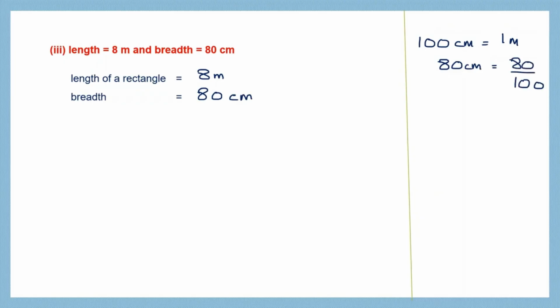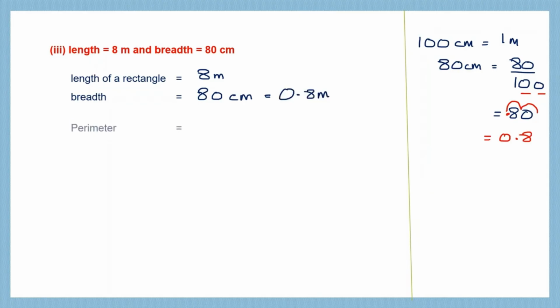So this is 80. And if you look at the denominator, the division is by 100, which has 2 zeros. So our point will move 2 places to the left and come here. So we have 0.80 or 0.8. It's the same. So now our breadth is 0.8 meters. Now the units are the same.